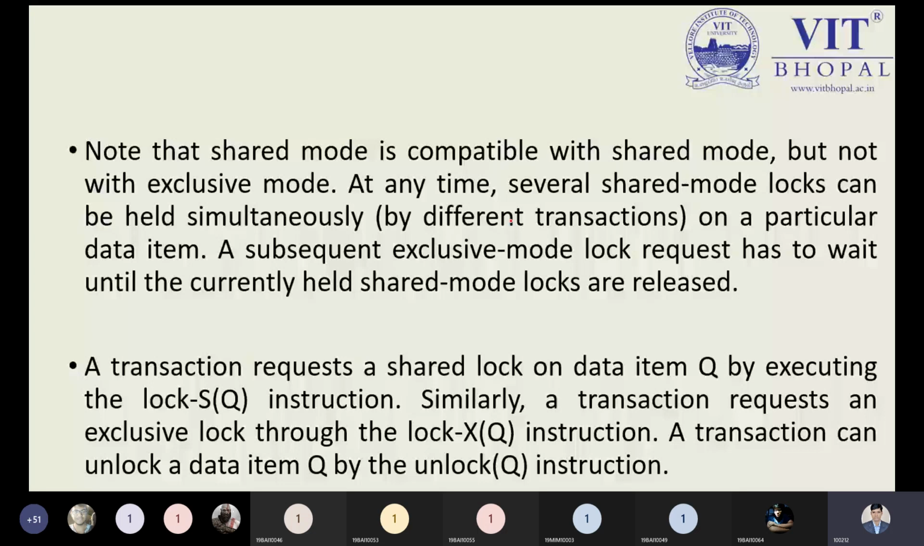Now tell me, any doubt in this point? In these unlock mode or lock mode, do you have any doubt? Please, you can ask me.